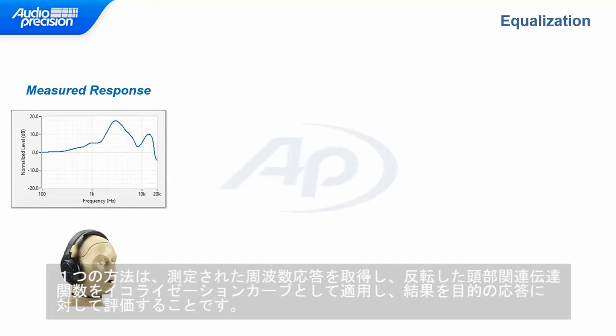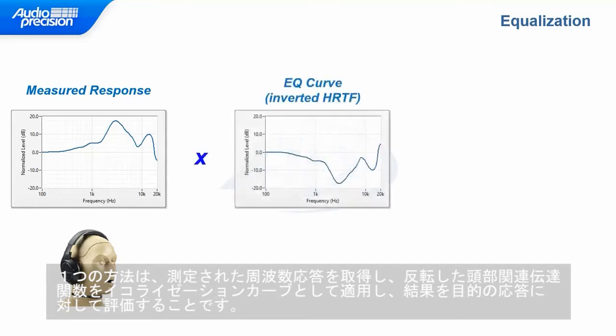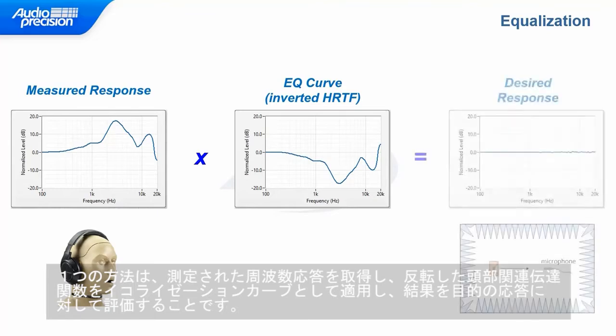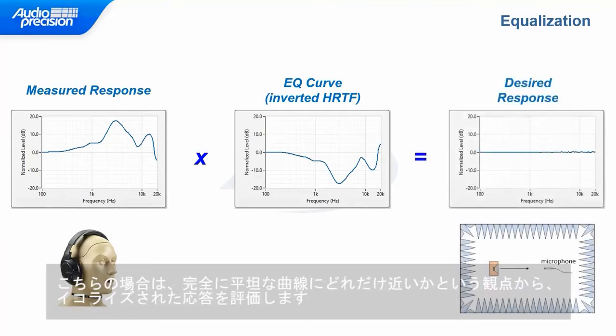One is to take the measured frequency response, apply the inverted head-related transfer function as an equalization curve, and then evaluate the result against the desired response. In this case, we would evaluate the equalized response in terms of how closely it matches a perfectly flat curve.